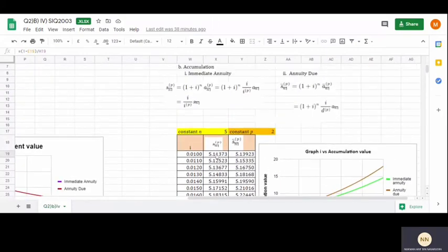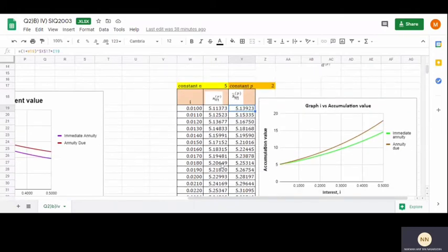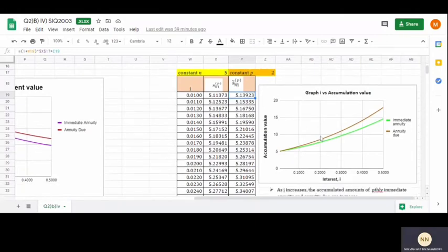Then we calculate the formula for the immediate annuity. We use this formula for i from 0.01 until 0.5. Next, we calculate the annuity due. We use this formula for i from 0.01 until 0.5. Then we select all the data and transfer it into a graph.